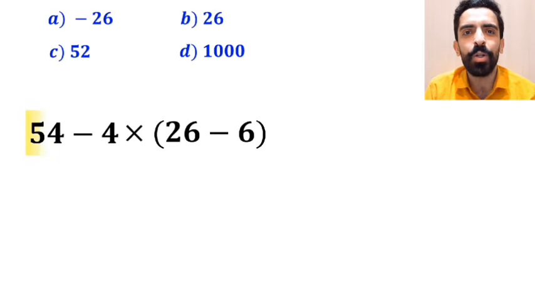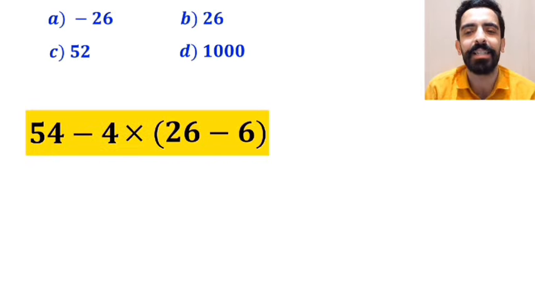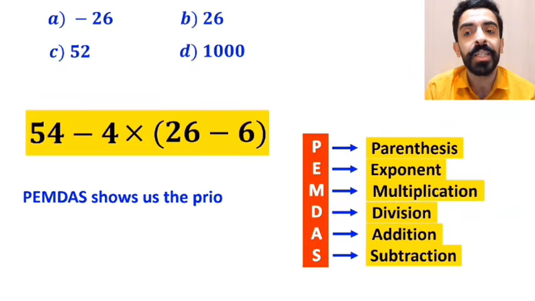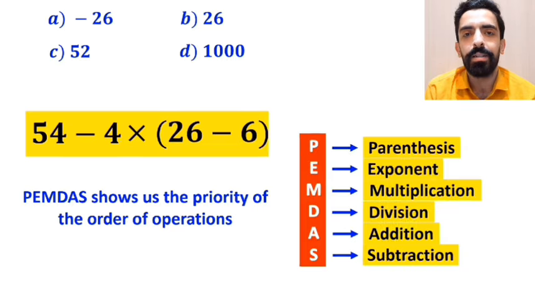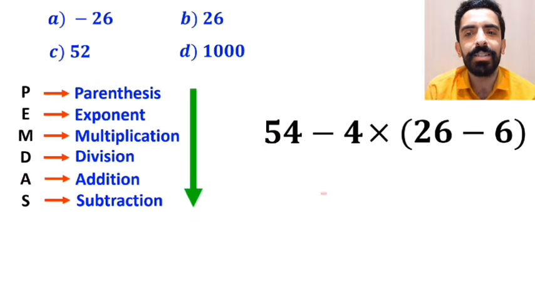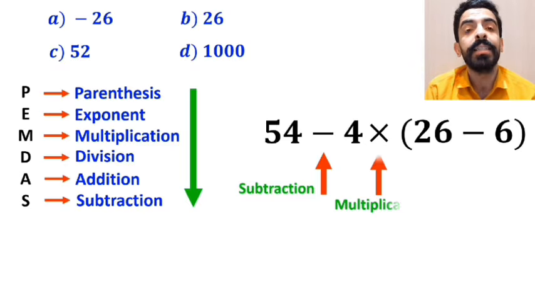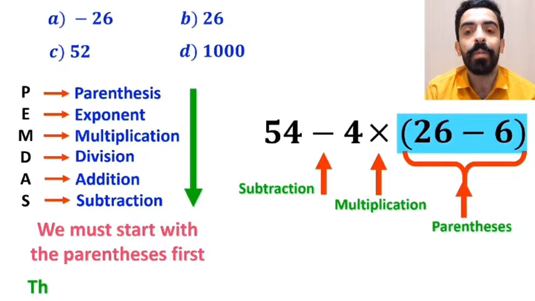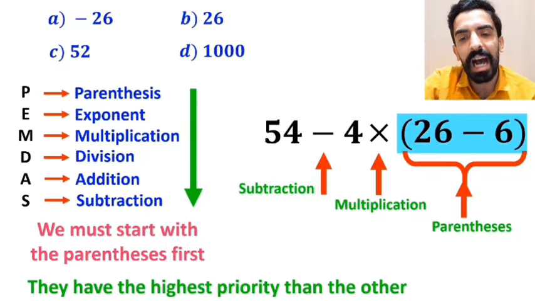Alright, now let me show you how to solve this expression properly. To solve this question, we must follow the order of operations, which is PEMDAS. PEMDAS shows us the priority of the order of operations. Alright, as you can see on the screen, in this expression, first we have a subtraction sign, then a multiplication sign, and finally parentheses. We must start with the parentheses first, because they have a higher priority than the other operations.